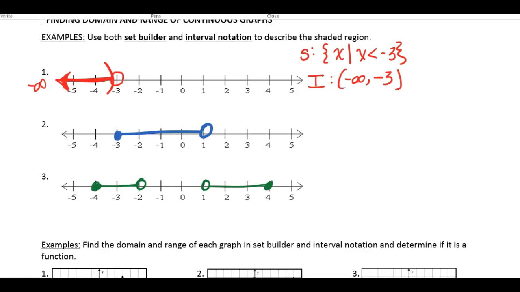So we need to write this one in our notation. So consider this. X is any value. It could equal -3, but it doesn't equal 1.